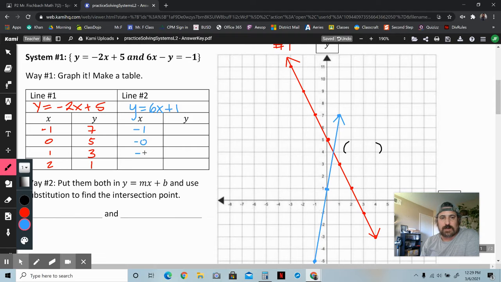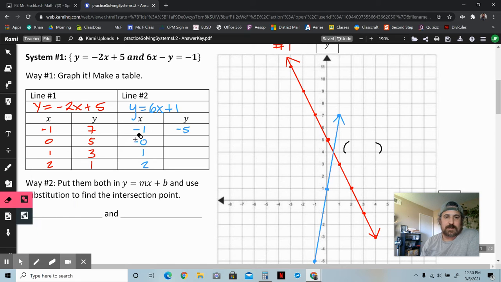Let's do 1 and 2. -1 times 6 is -6, plus 1 is -5. That's funny, I wrote -0. Not hilarious. There's no -0. Anyways, so this one's going to be 0 times 6 is 0. 0 plus 1 is 1.